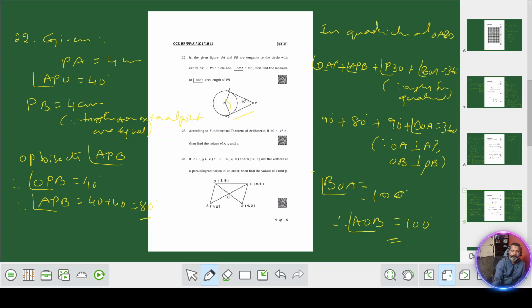Okay, this is one way. The other way, I'll just tell, I'll not solve here. In triangle OAP, we know P is 40 and A is 90 degree. Find AOP, which is 180 minus 130, 50. This also will be 50. But OP bisects AOB, APB, we have to write it. So you will get 50 plus 50, together 100. Okay.